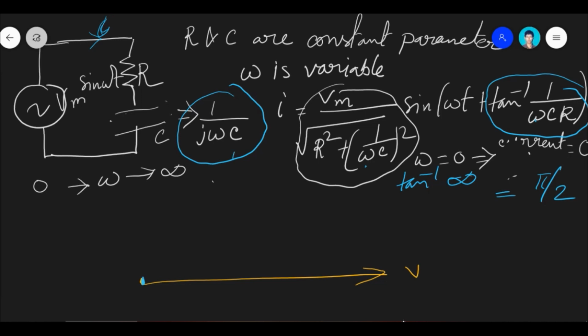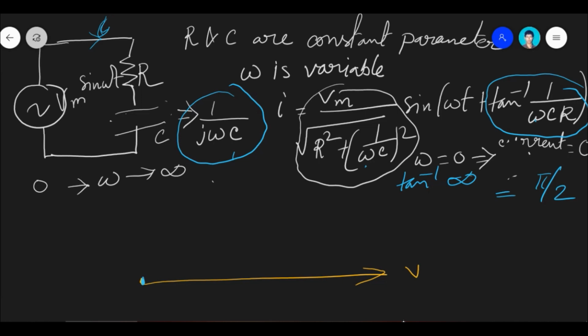So, what you can expect, your current will increase. But what about the phase of the current? If you make this tan inverse 1 by omega c, if you gradually increase the value of omega, the amount of phase shift offered by this portion will become gradually less than 90 degree.